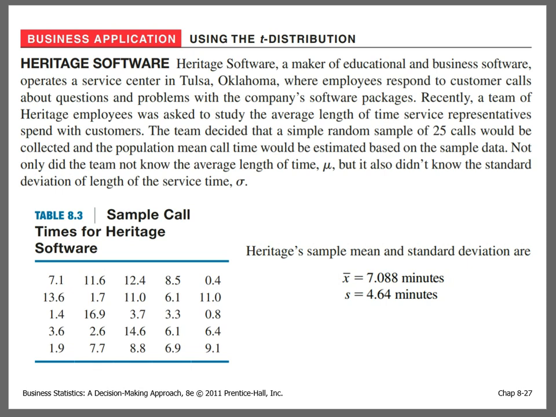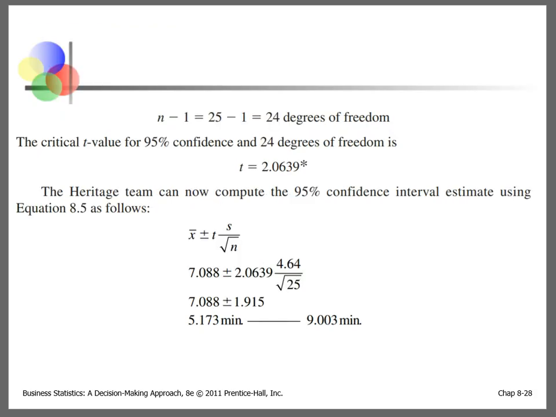If the managers need a single-valued estimate of the population mean, they would use the point estimate in minutes. However, they should realize that this point estimate is subject to sampling error. To take the sampling error into account, the managers can construct a confidence interval estimate. The first step is to specify the desired confidence level. For example, suppose the Heritage team specifies a 95% confidence level.